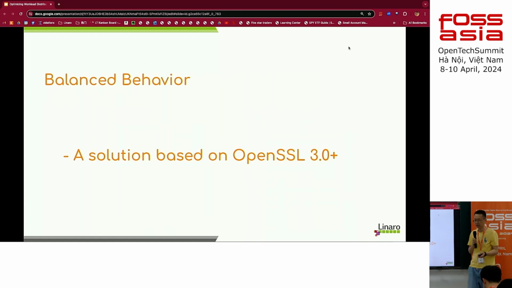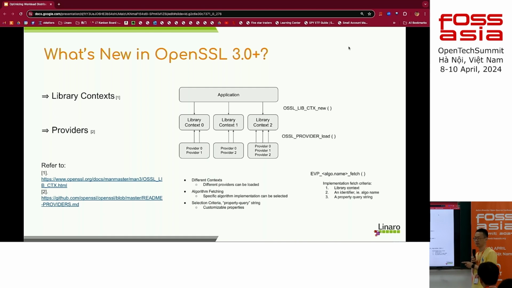Here in Linaro, we defined this solution. It's based on OpenSSL 3.0, which comes with pretty new features. OpenSSL 3.0 was released last year, and the previous version, OpenSSL 1, is obsolete right now. The new feature is that each application can define its own context. Within the context, it can load its own provider. Provider means an execution unit, like an implementation.